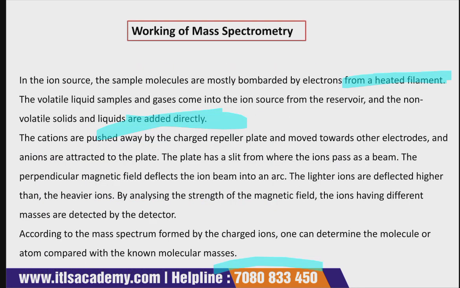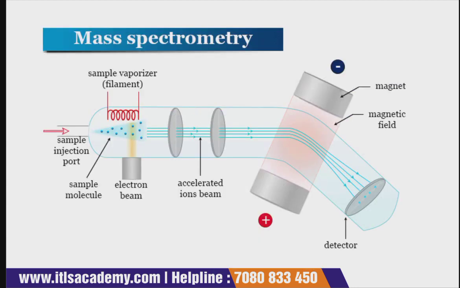So the ions that are lighter are deflected more as compared to the ions that are heavier. By analyzing the strength of the magnetic field, the ions having different masses are detected by the detector. According to the mass spectrum formed by the charged ions, one can determine the molecule or atom by comparing with known molecular masses. This is how the working takes place.